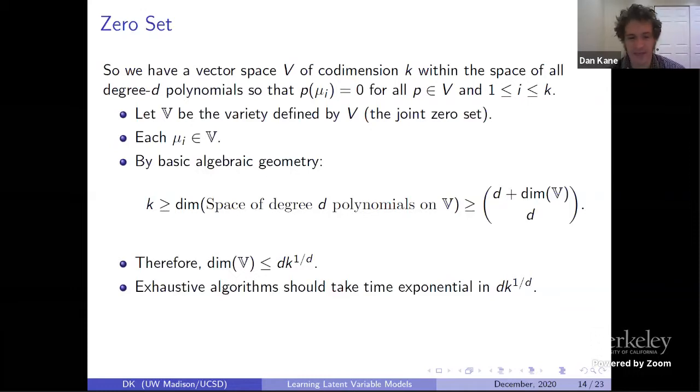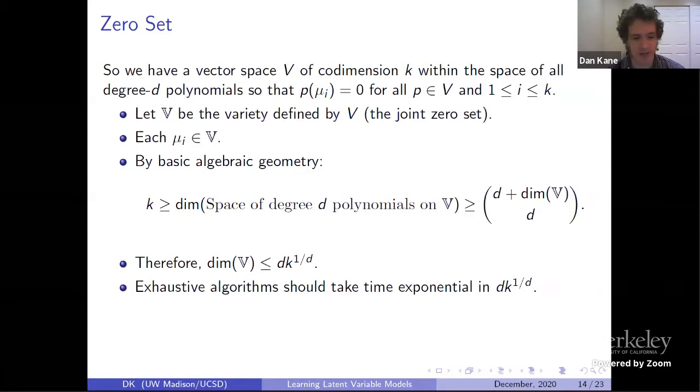And the hope is that somehow we've reduced our problem to working on this variety V of small dimension. And so hopefully, once we've made this reduction, exhaustive algorithms should take time that is only exponential in D times k to the 1 over D.